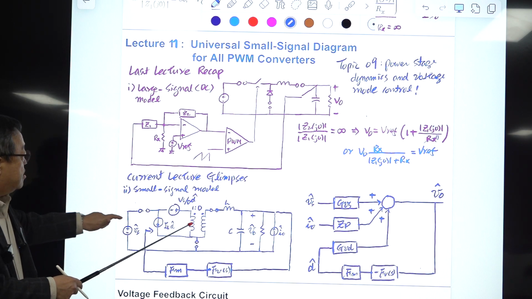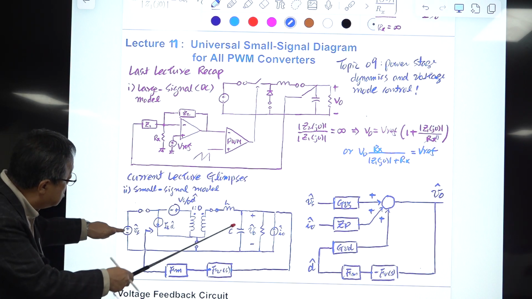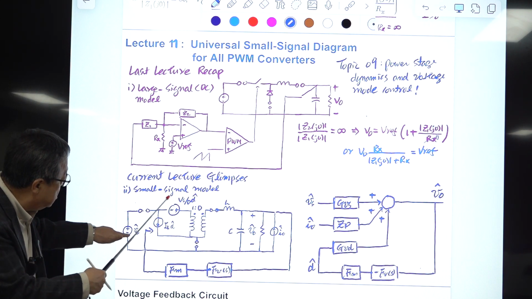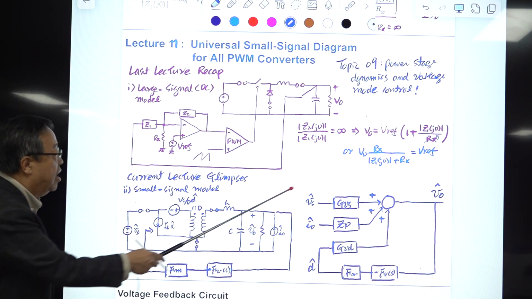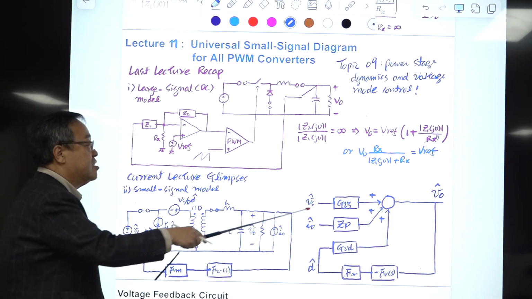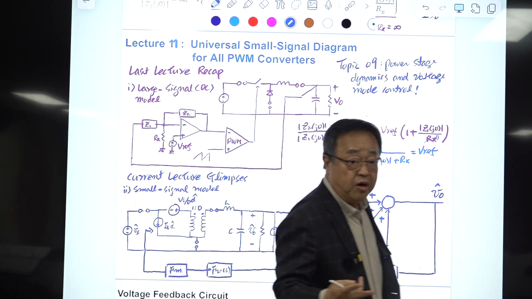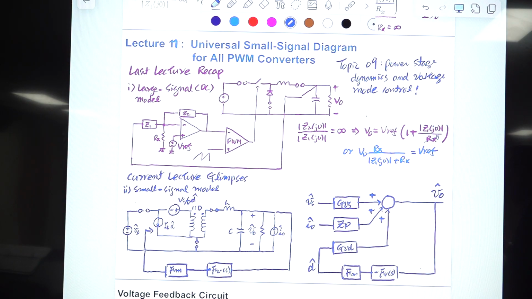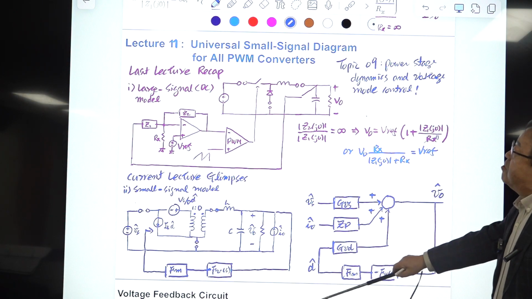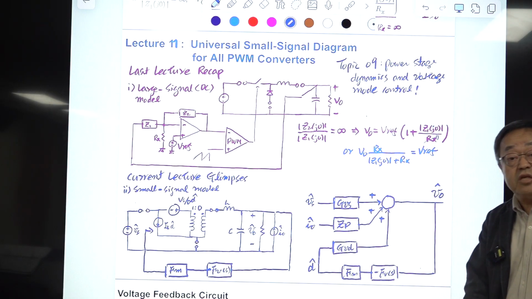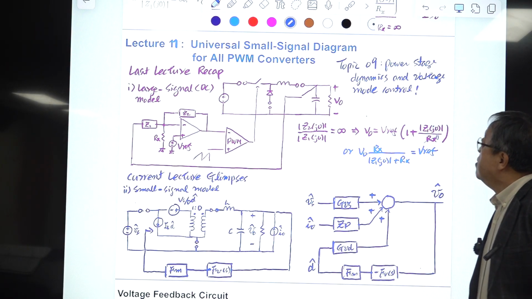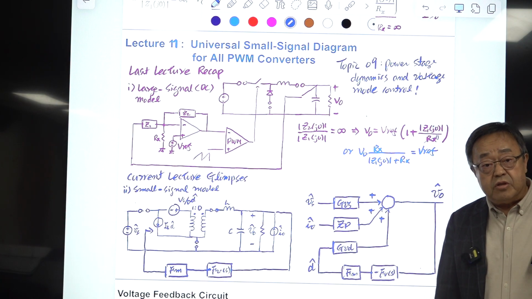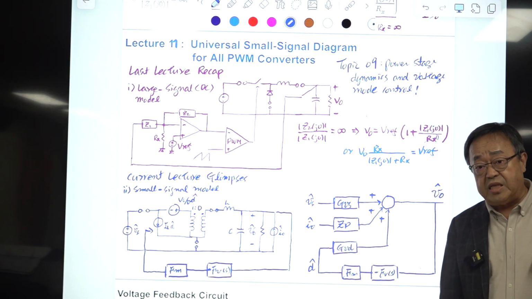For the CCM operation, you use this. For the DCM operation, you replace it with the DCM PWM switch model and do the same thing. Then this can be considered the universal block diagram representation of any PWM converters. So this lecture is relatively easy to follow, right? And after this, the lecture 8 is all done. So we complete the converter modeling.